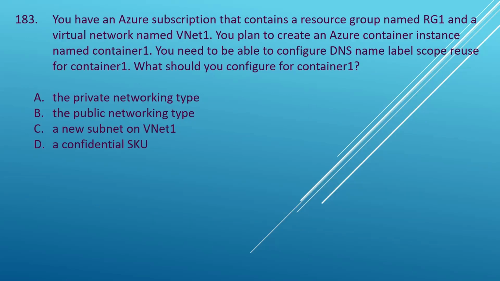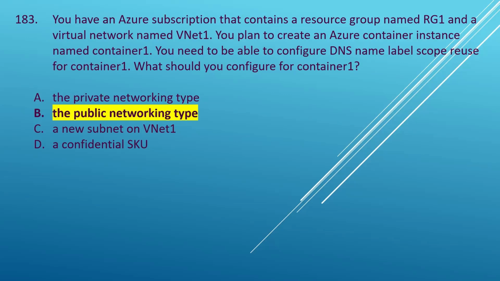You can set the DNS name reuse policy on the networking tab during the container instance creation process using the DNS name label scope reuse field, and it's only available after choosing the public networking type, which is option B.